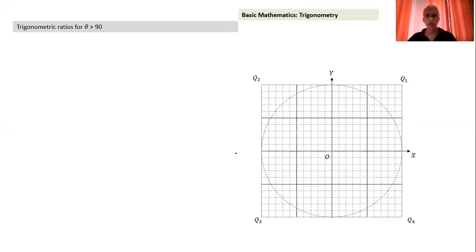Okay, now we move on to the next part. In this case, we are going to find trigonometrical ratios for angles greater than 90. In the previous case, we used a right angle triangle, with the acute angle of the right angle triangle. Hence, the angle cannot be greater than 90. It has to be less than 90.